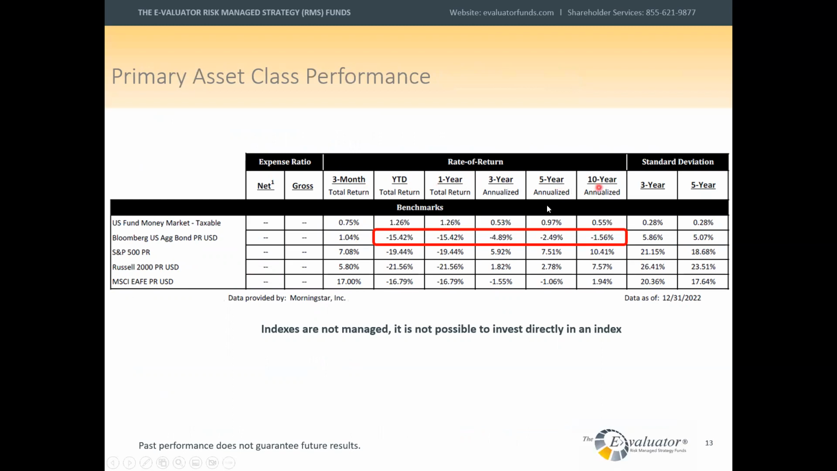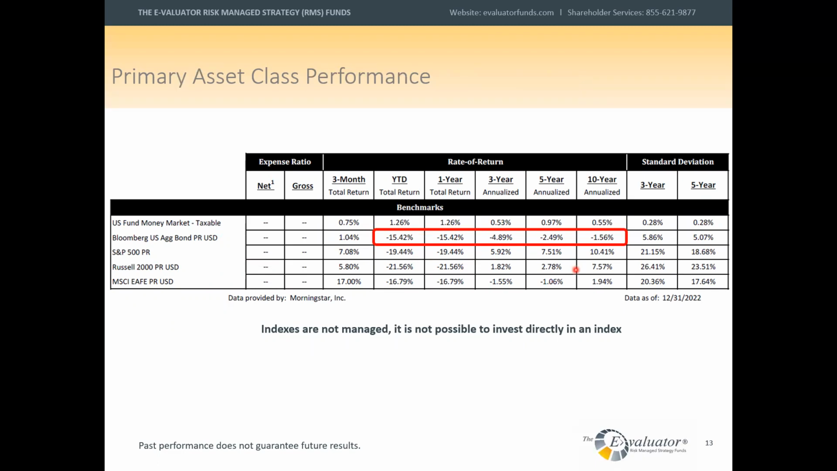3-year, 5-year, 10-year. You can see money market has posted a positive result across every time frame. You can see that bonds for the year were down 15.4%, which brought down the 10-year average into negative territory at minus 1.56. You can see domestic large cap stocks on average were down about 19.4. Small to mid cap domestic stocks were down about 21.5%. And international stocks were down almost 17 at 16.8%.